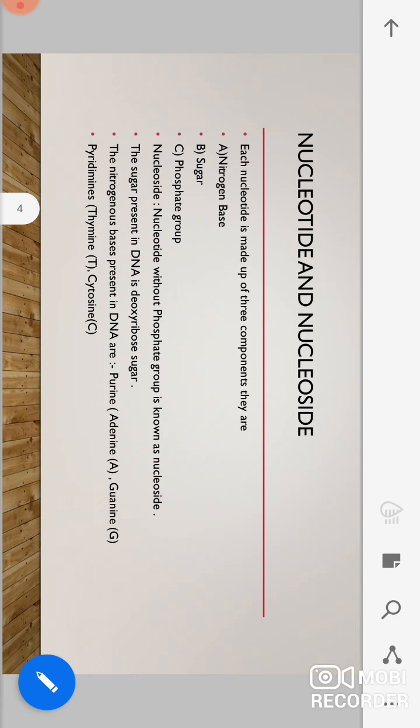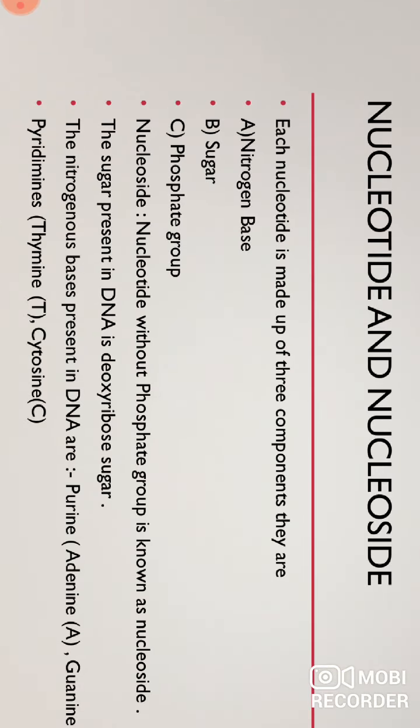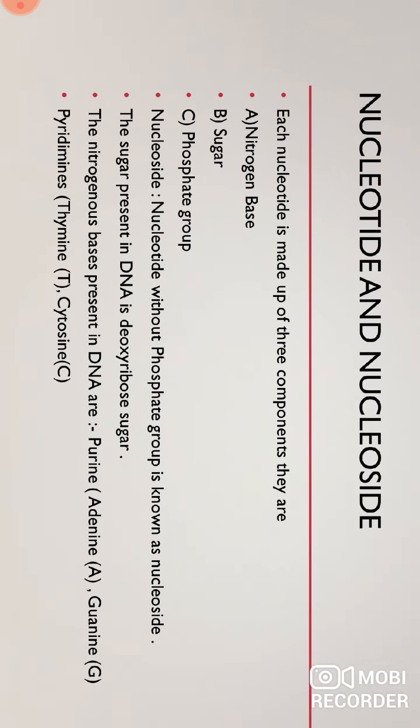Okay, so what is nucleotide and nucleoside? Each nucleotide is made up of three components, namely nitrogenous base, sugar and a phosphate group. Nucleoside is nothing but the nucleotide without a phosphate group. That is, the nitrogen base and the sugar are only present and the phosphate group is not present. Nucleotide without a phosphate group is known as nucleoside.